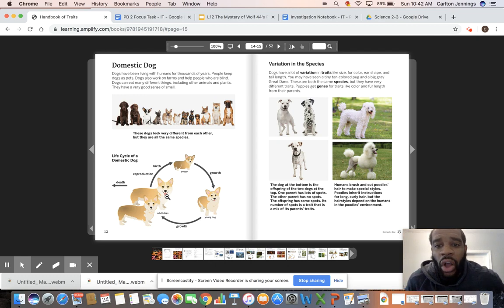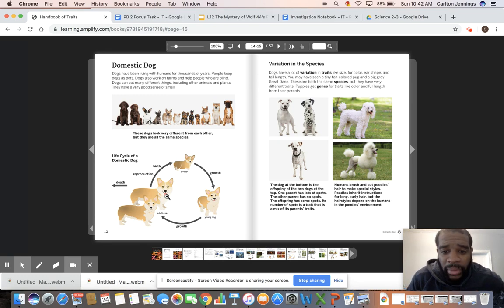Variation of the species. Dogs have a lot of variation in traits like size, fur color, ear shape, and tail length. You may have seen a tiny tan colored pug and a big gray Great Dane. These are both the same species, but they have very different traits. A puppy gets genes for traits like color and fur length from their parents. All offspring get different traits from their parent.